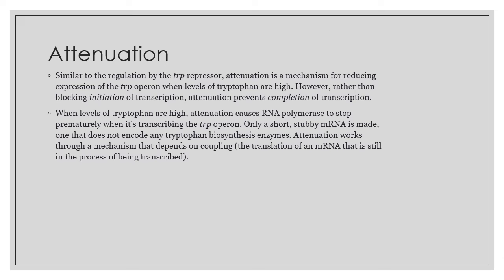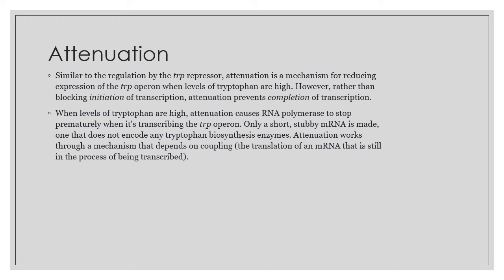So attenuation is similar to the TRP repressor mechanism and it reduces the expression of the TRP operon when the levels of tryptophan are high. However, rather than blocking the initiation of the transcription, attenuation prevents the completion of transcription. So when the levels of tryptophan are high, attenuation causes the RNA polymerase to stop prematurely when it's transcribing the TRP operon. So only a short mRNA is made and it does not encode any tryptophan biosynthesis enzymes.